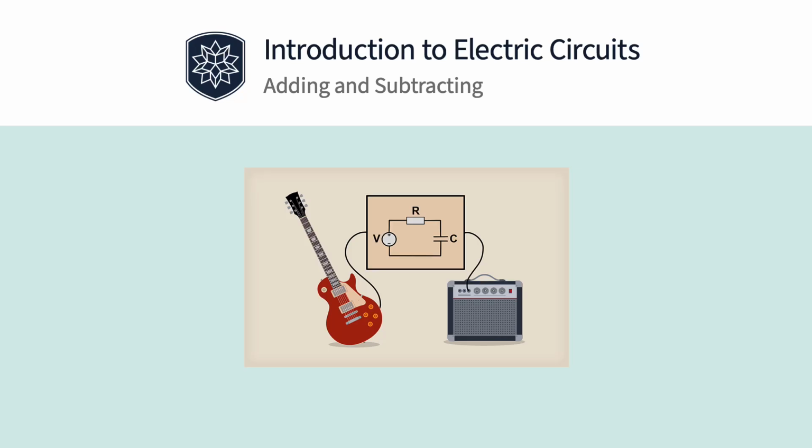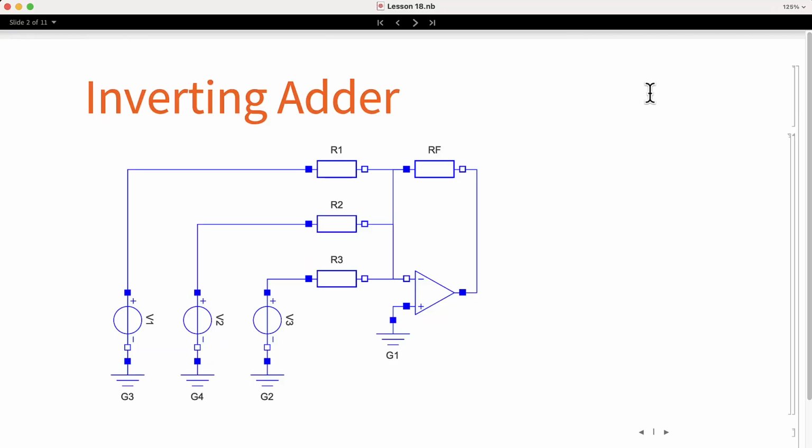So far we have learned how to amplify, attenuate, and invert a signal. In this lesson we will learn configurations that will allow us to perform operations like addition and subtraction. In the diagram you can see the basic configuration of an adder.